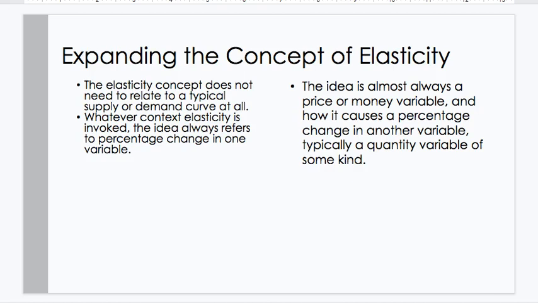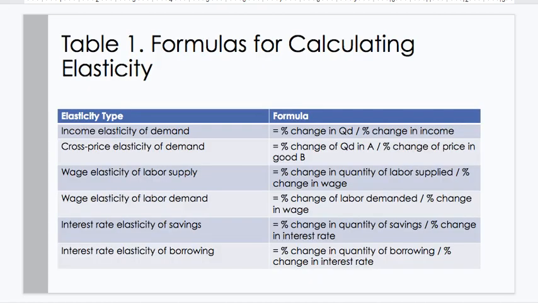Expanding the concepts of elasticity. The elasticity concept does not need to relate to a typical supply or demand curve at all. Whatever context elasticity is invoked in, the idea always refers to a percent change in one variable. The idea is almost always a price or money variable and how it causes a percentage change in another variable, typically a quantity variable of some sort. Here are the formulas, so you can go back and refer to this again in Table 1 for each one of the types of elasticities.